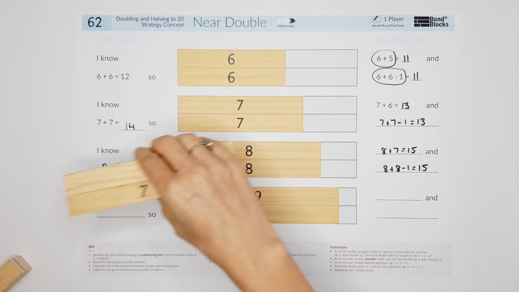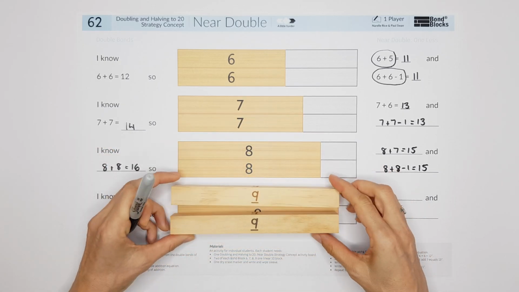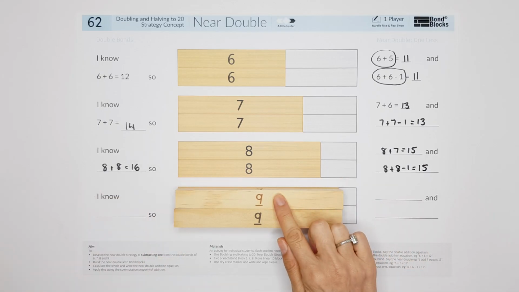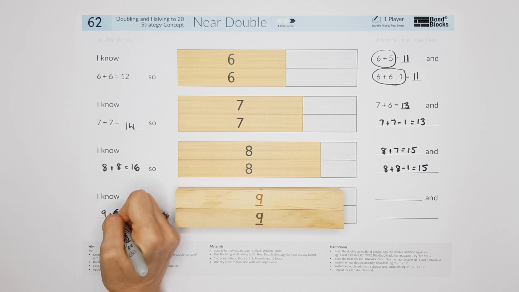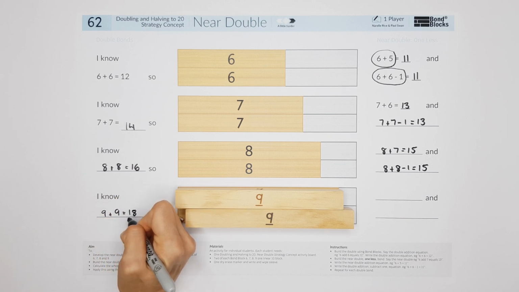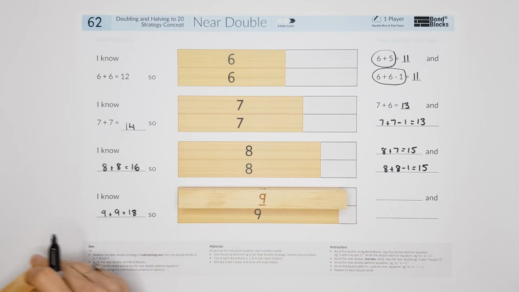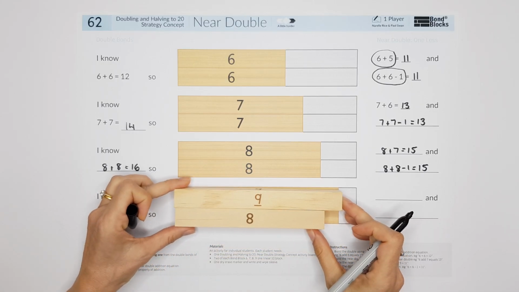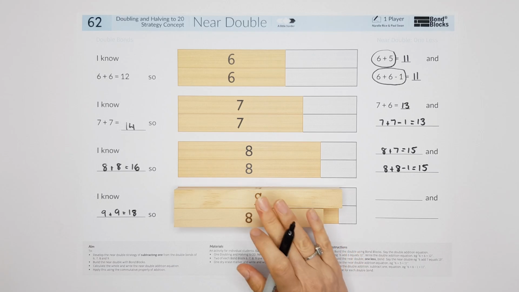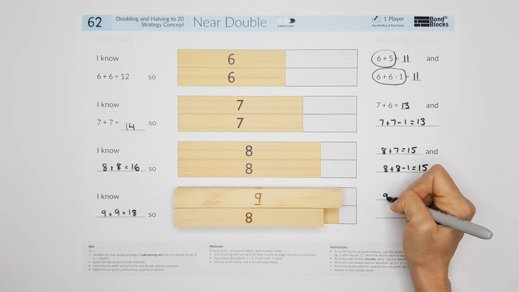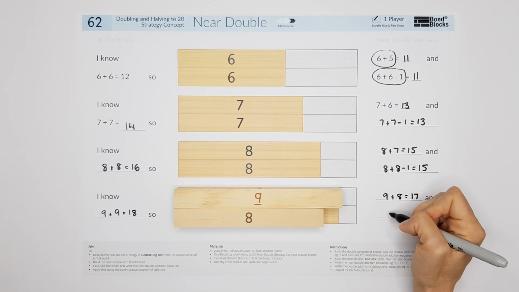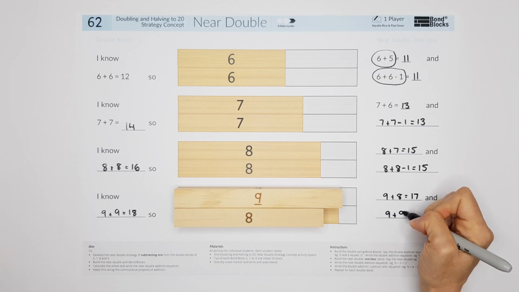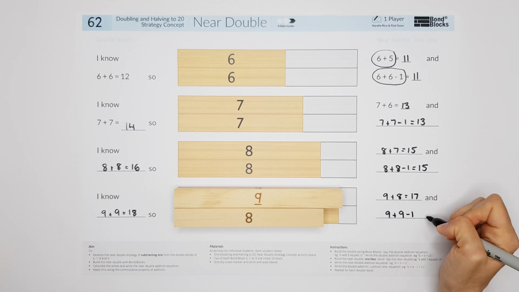Moving on to our last double. I know 9 add 9 equals 18. So one less than this, 9 add 8 would equal 17. I could also write 9 add 8 as the double of 9 add 9, and then I subtracted 1, and this is also equal to 17.